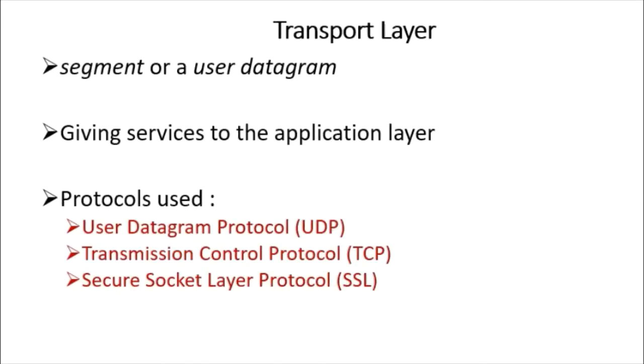Next layer is the transport layer. The transport layer at the source host gets the message from the application layer, encapsulates it in a transport layer packet called a segment or a user datagram in different protocols, and sends it through the logical connection to the transport layer at the destination host. And the transport layer protocol is responsible for giving services to the application layer, such as to get a message from the application program running on the source host and deliver it to the corresponding application program on the destination host.